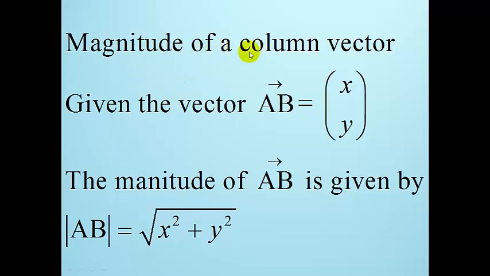Now let's look at the magnitude of a column vector. Given the vector AB equals xy, the magnitude of AB is given by, that's how it is written. This is the representation of the magnitude of a vector. The magnitude of the vector AB is given by the square root of x squared plus y squared. That will give us the magnitude of a vector.